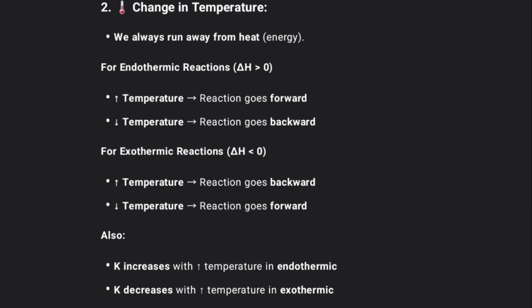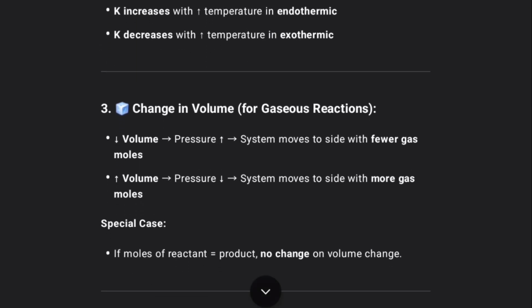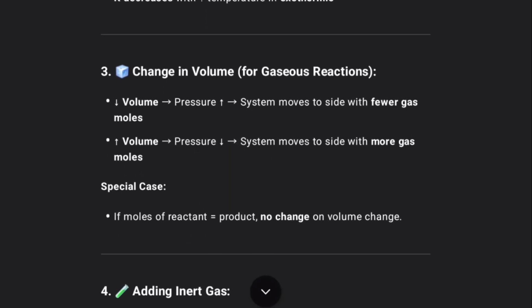Case 3: change in volume for gaseous reactions. Special case: if volume decreases and pressure increases, the system moves to the side with fewer gas moles. If volume increases and pressure decreases, the system moves to the side with more gas moles. If the moles of reactants equal the moles of products, there is no change on volume change.